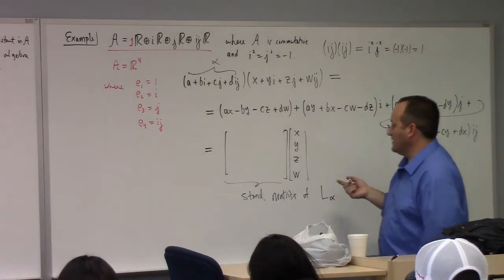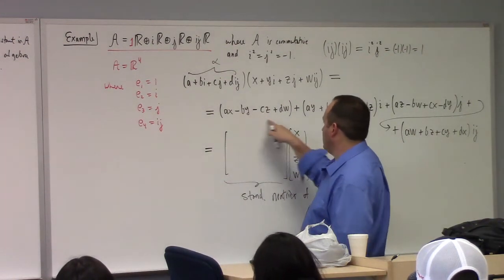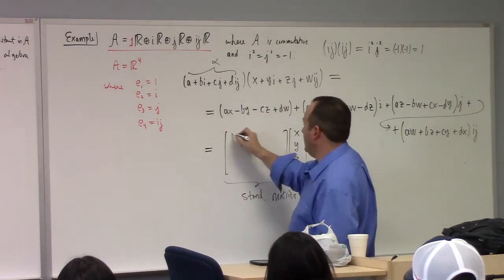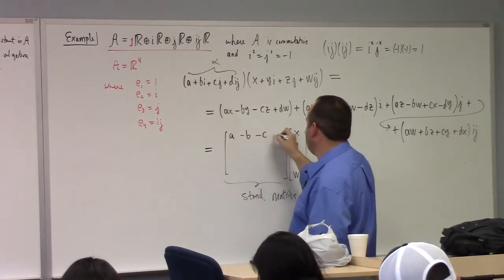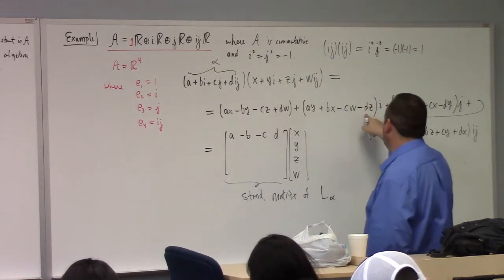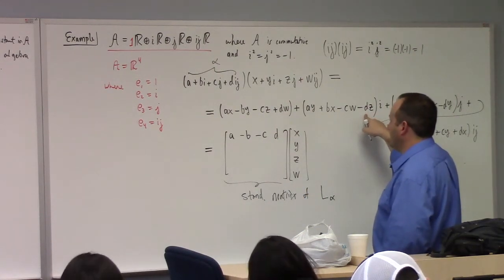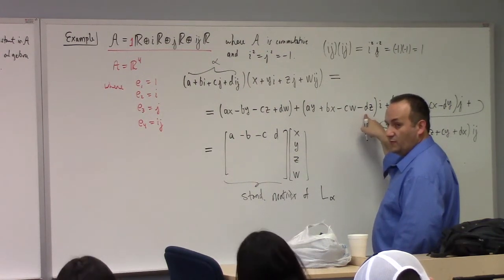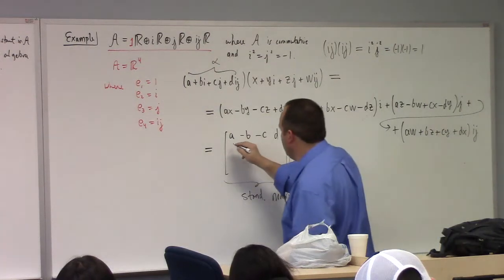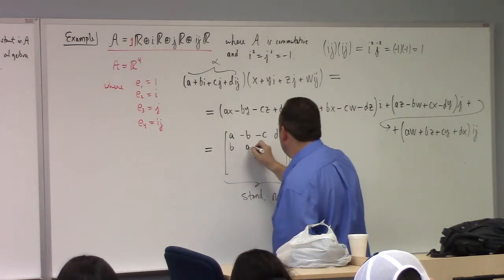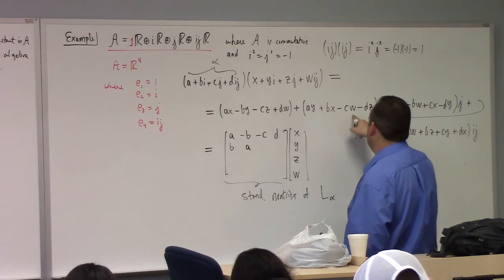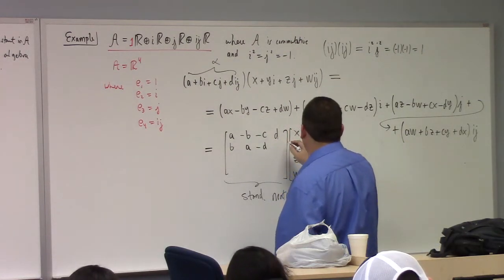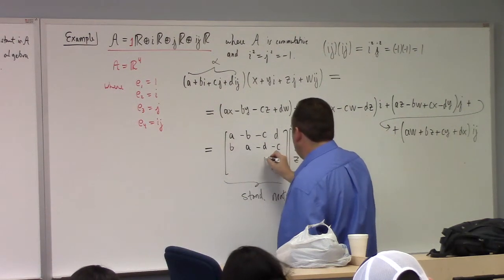So you guys tell me, what does this give me? That gives me the first row, right? A, minus B, minus C, D. This actually tells me what the second row is, but I gotta be careful because my X's and Y's and Z's and W's are out of order. So I got a B, I got an A, I got a minus D, and minus C. We're going to get A's down the diagonal.